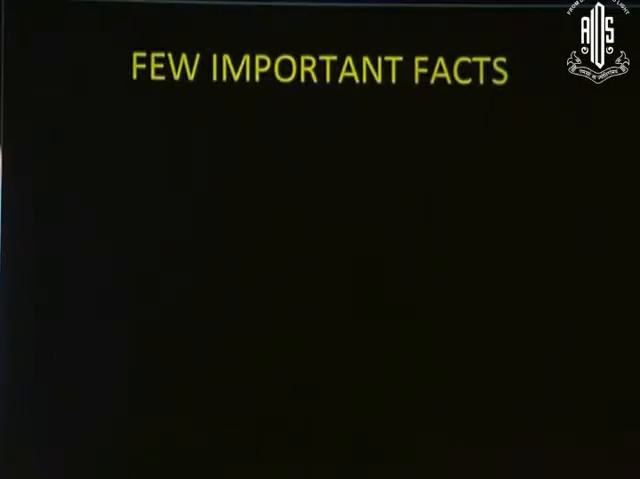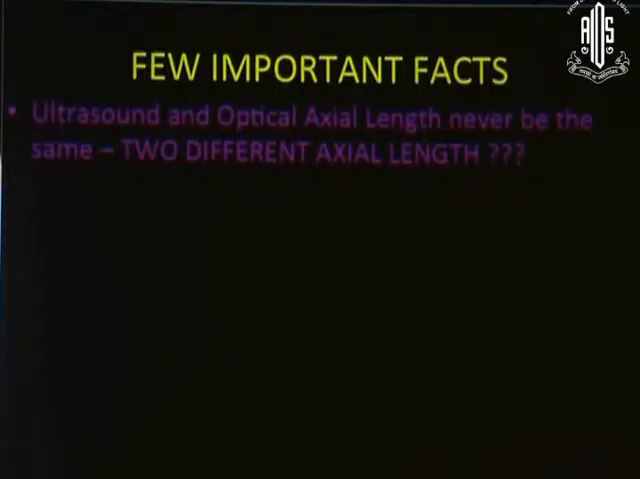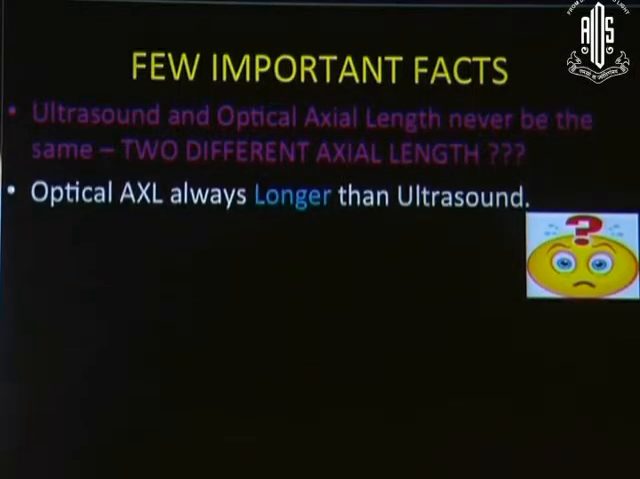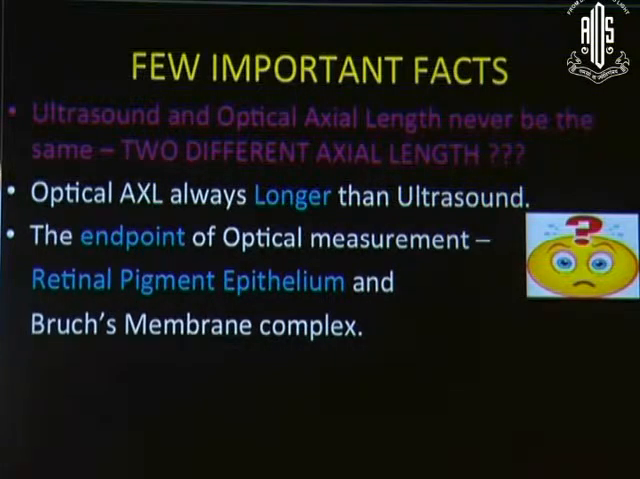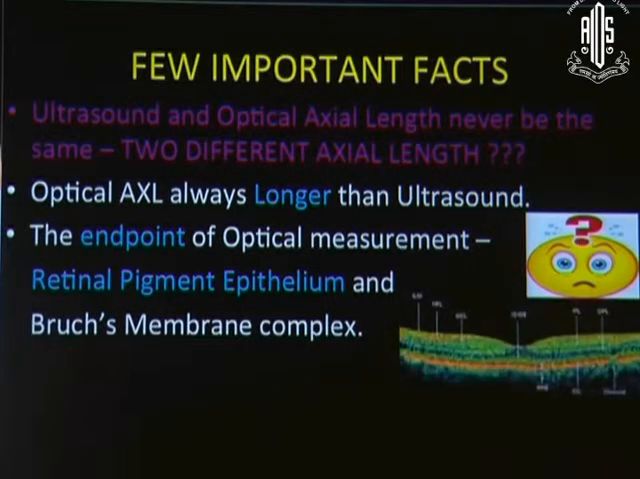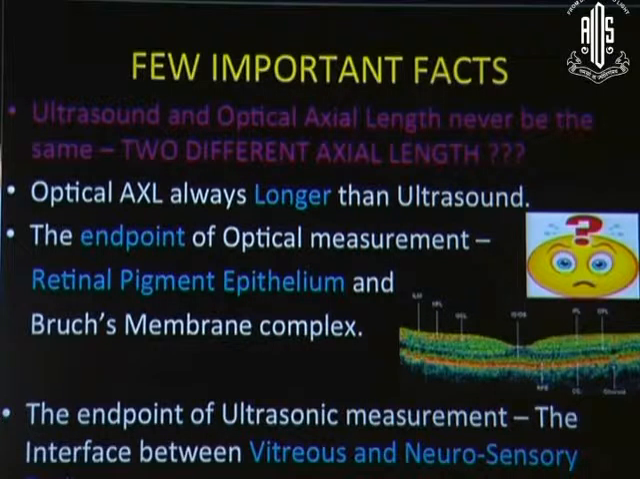Some important facts that we have to understand. Why should we go in for an optical biometry? Ultrasound and optical axial length can never be the same. Why? They are two different. Because the optical axial length is always longer than the ultrasound. The end point of the optical measurement is the RPE and the Bruch's membrane complex at the fovea. So the axis hits the fovea in the optical biometry, whereas the end point of the ultrasonic biometry is the interface between the vitreous and the neurosensory retina, and it's the optic nerve head.